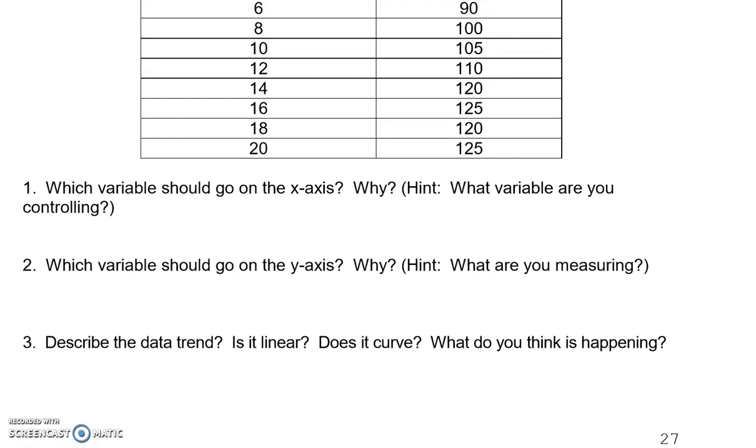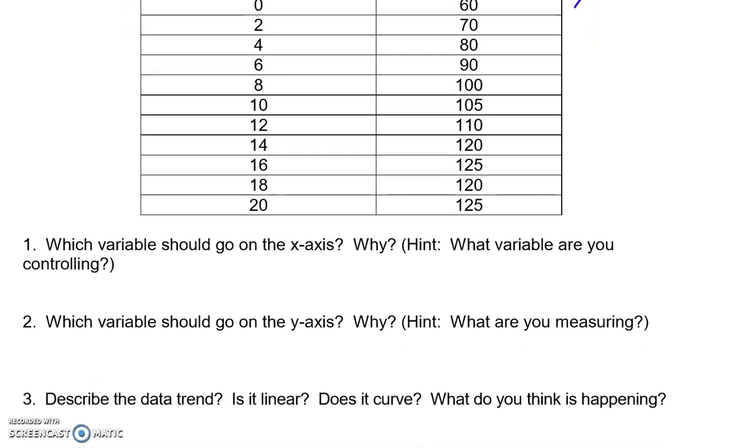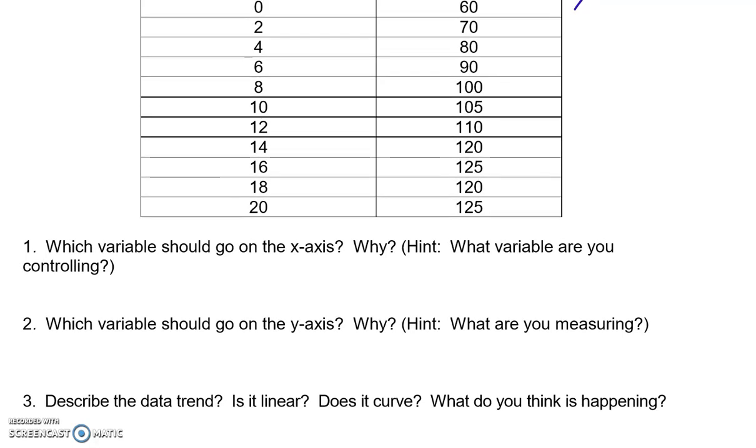Describe the data trend. Is it linear? Well, it kind of looks linear at first. For every 2 minutes, the heart rate goes up by 10 beats per minute, but then it starts to stabilize, and here it's no longer going up by 10 every 2 minutes. So it does curve. And so what do we think is happening? Well, you've established a new normal basically. First you're increasing the heart rate until the new heart rate meets the demand of your muscle tissues for oxygen and nutrients, and then you can stabilize right around 120, 125 beats per minute until you stop exercising.